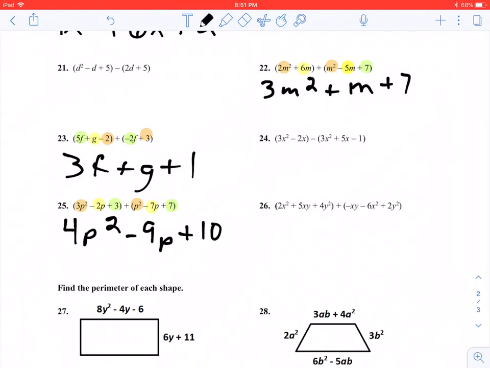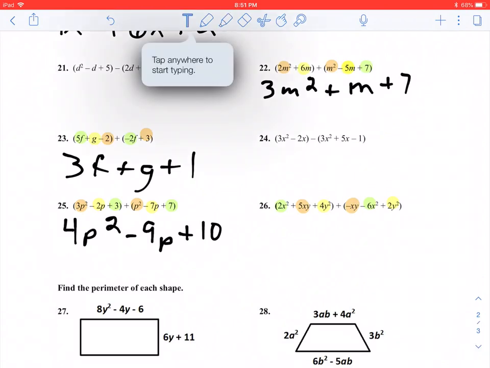All right, the last one you had to do was number 26. And let's go through the like terms. We have a 2x squared right there, and we have a negative 6x squared. Then we have a 4y squared, and we have a 2y squared. And the last like term is a 5xy, and then a negative 1xy. So each of those has to be treated differently.